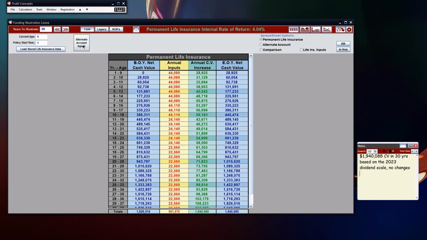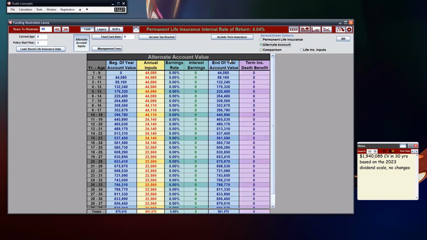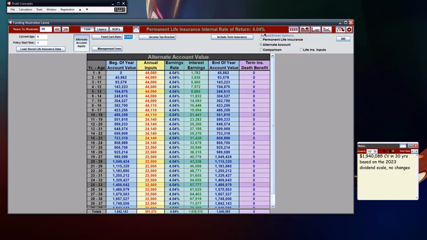So let's look at another account, putting in the same dollars and earning 4.04% every single year. Well, if we earned 4.04% on the same cash flows going into the life insurance policy every single year, we would end up with the same $1,940,085. Now, clearly in this example, the alternate account is earning 4.04% every year. The life insurance policy, on the other hand, is earning the equivalent of 4.04% every year. What in the world do I mean by that?